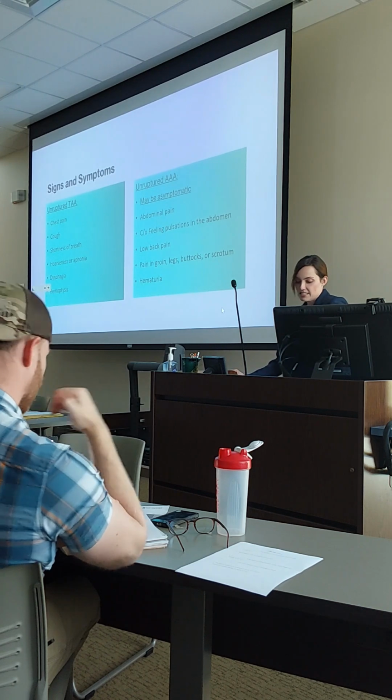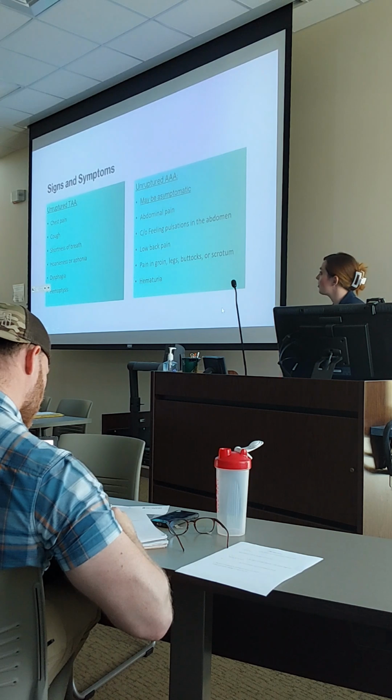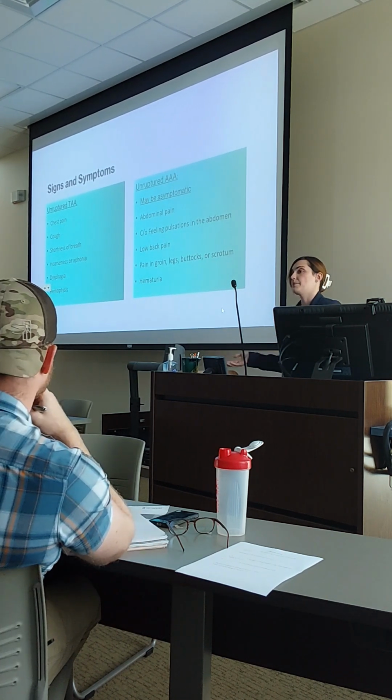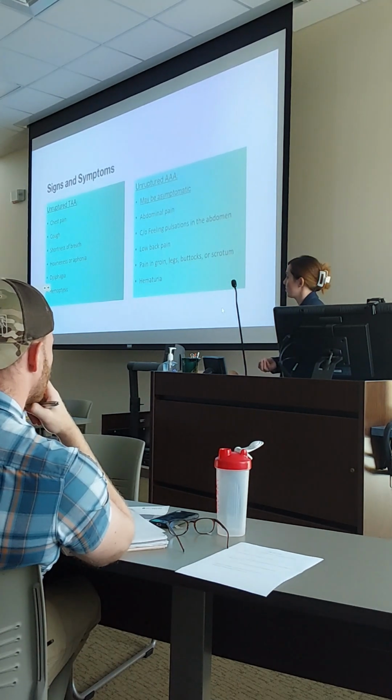It's important. Here are the signs and symptoms. I did divide them thoracic versus abdominal. Remember that the abdominal ones are more likely to be asymptomatic. You can be asymptomatic with a thoracic aneurysm, especially the smaller aneurysms, they can literally be asymptomatic.